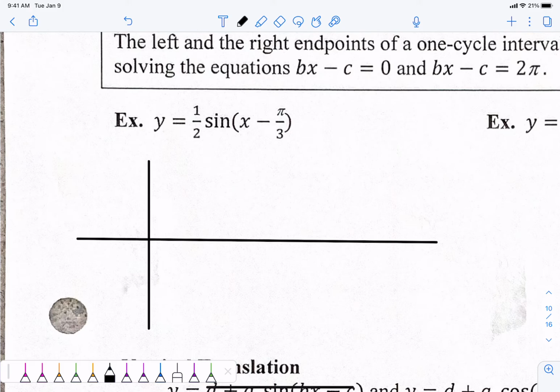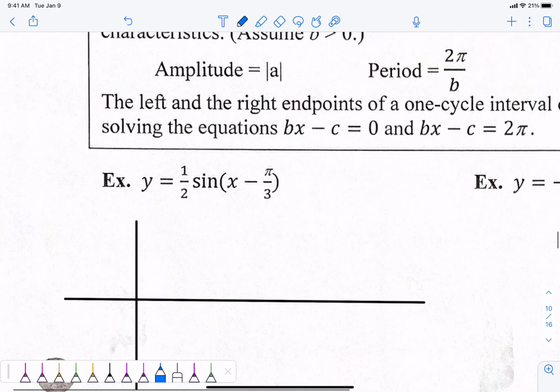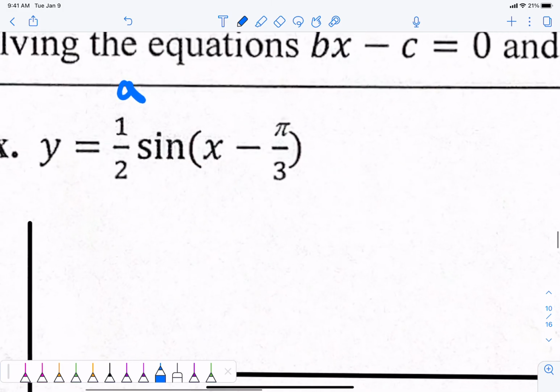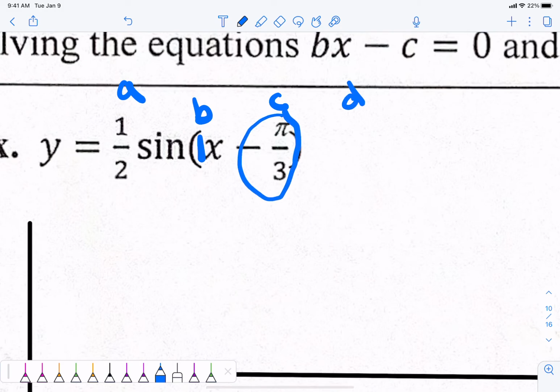All right, so let's identify the variables that we have. Do we have an A in this function here? Yes, we do, and it is 1/2. Do we have a B? Technically 1. But since B is 1, my period is not changing at all. C is negative pi over 3. That's what C is. And D, I don't have a D. There's not a plus anything out here.